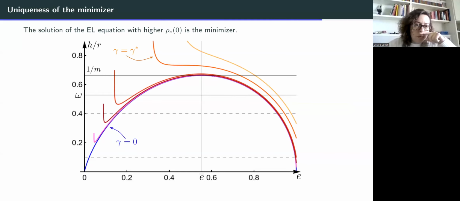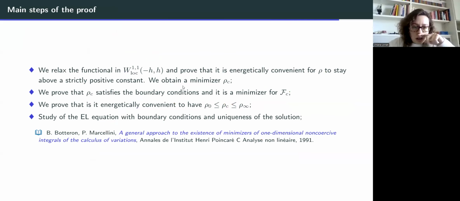As regards instead the proof of existence, we use the theorem by Bottazzi and Marcellini in this work. So we relax the functional, in particular the boundary conditions. We prove through their theorem that there is a minimizer rho c, guaranteeing that it is energetically convenient for our eventual minimizer to stay above a strictly positive constant that in particular is related to the classical catenary. So we have a bound from below.